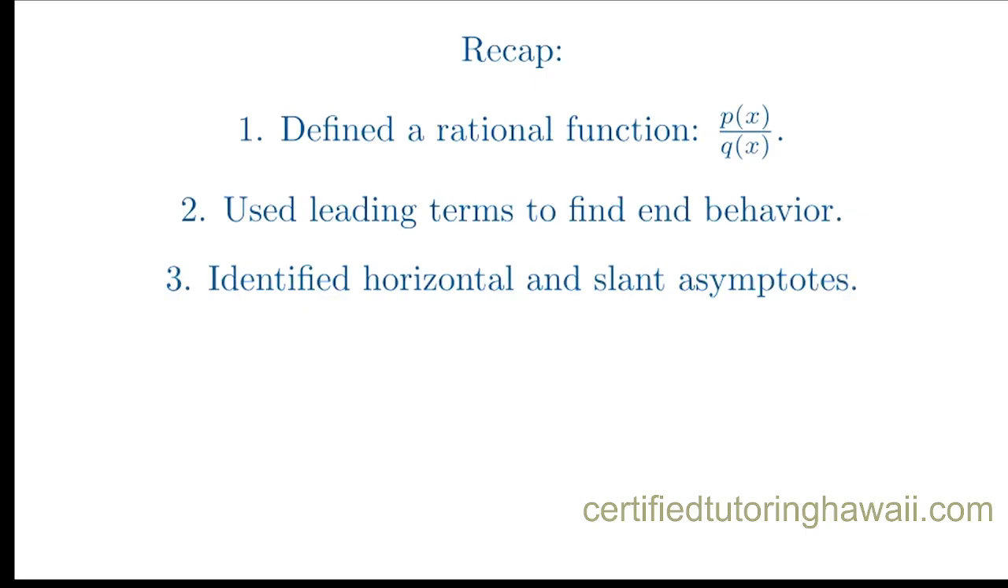These powerful techniques allow you to sketch the general shape of any rational function, especially its behavior as x goes to infinity, without needing a calculator. Keep practicing these 3 cases and you'll be a pro in no time.